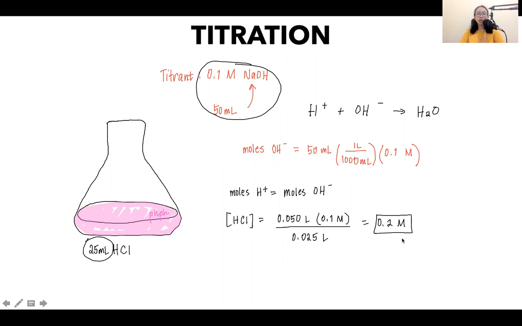So titration, again, we see here, it allows us to determine the concentration of a certain analyte. Now, what about characterizing or identifying the substance found in our sample? You will learn that in the next video.